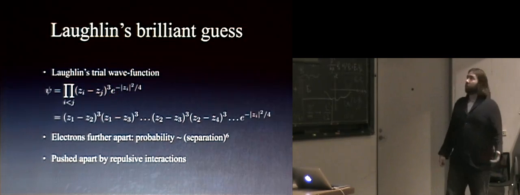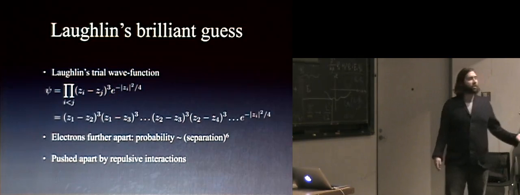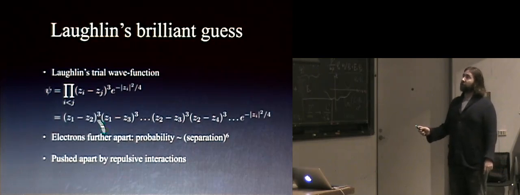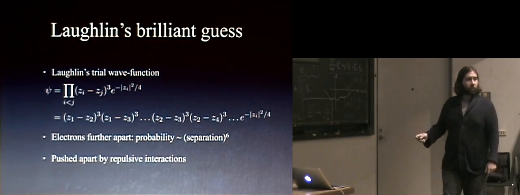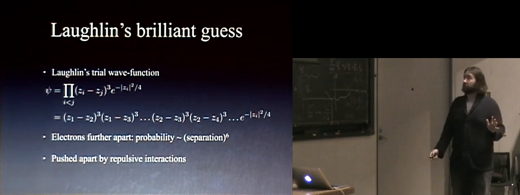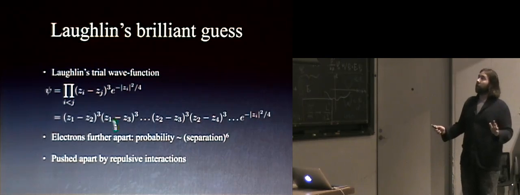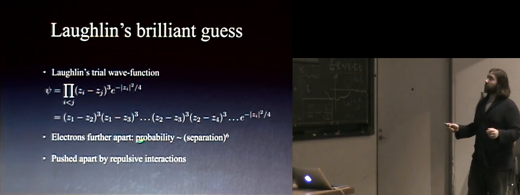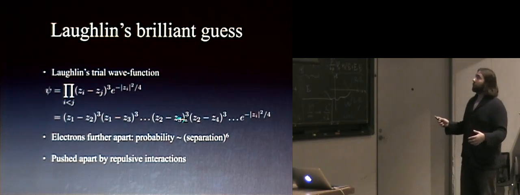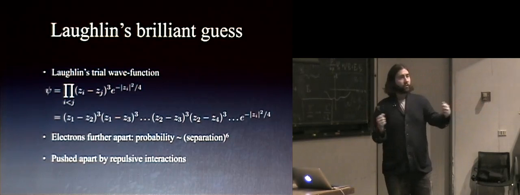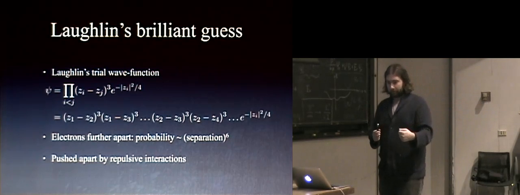So let's ask a couple questions. First of all, is this still a good description of electrons? Well, if I exchange these two, I get minus 1 cubed, which is still minus 1. So this is still describing electrons, right? But remember the probability, which is just the wave function squared, so that means that the electrons are further apart. The probability goes as their separation to the 6th power. So it's much, much harder for electrons to get closer to each other.